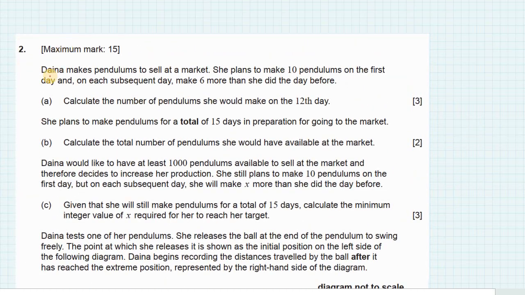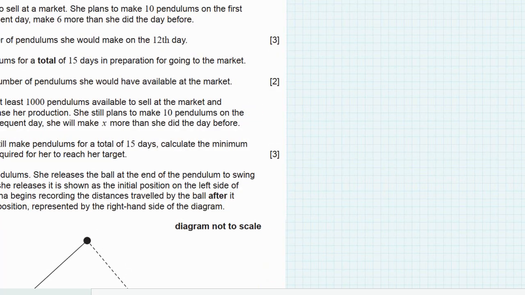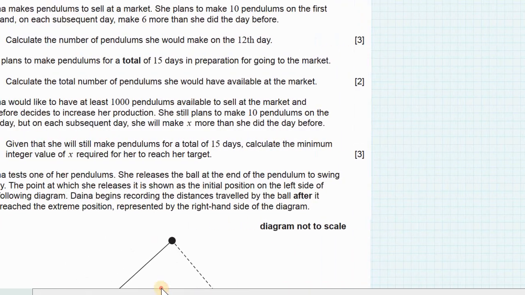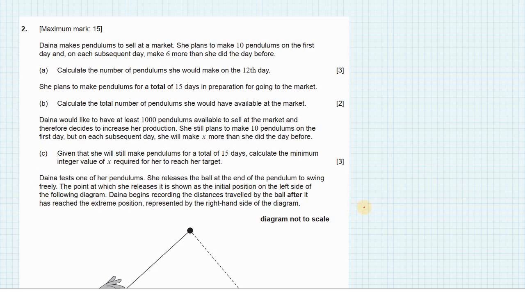Okay, this question: Dinah makes a pendulum and wants to sell it in the market. She plans to make 10 pendulums on the first day, and each subsequent day she makes 6 more. I will make this a little bit smaller so we have a place to write. There we go. That should be enough.